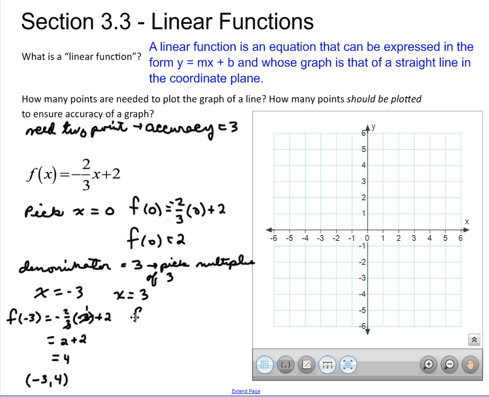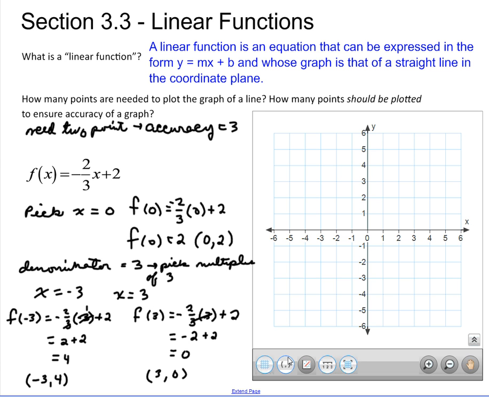Let's try it at x equals 3. If we choose f of 3 and evaluate our expression, we're going to take -2/3 times 3 plus 2. When we work this through, we divide out the common factor. We're left with -2 plus 2, which very nicely adds up to 0 and gives us a coordinate point at +3, 0. And our third point for accuracy was the point 0 for x, 2 for y.